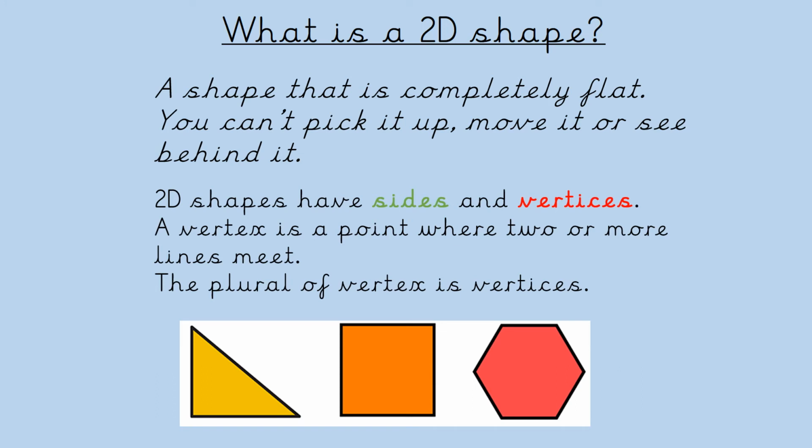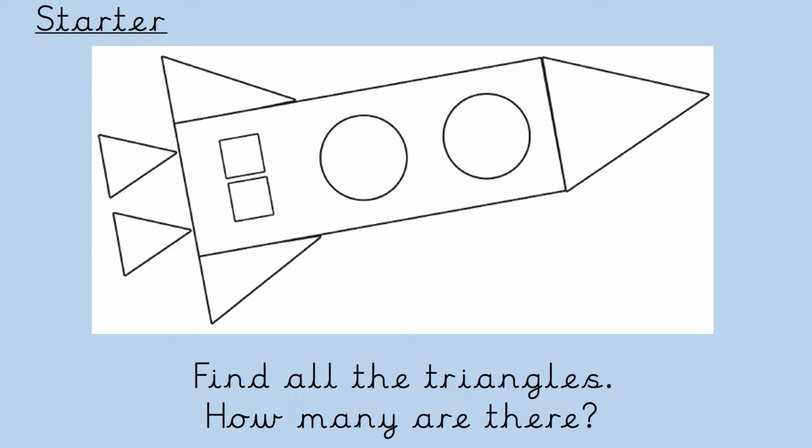2D shapes have sides and vertices. A vertex is a point where two or more lines meet. So if I show you with my laser pointer, where two or more lines meet is a vertex. So this is a vertex here. The plural of vertex is vertices. So you might also hear them called corners. However, this week we're going to be calling them vertices. That's the technical word for it.